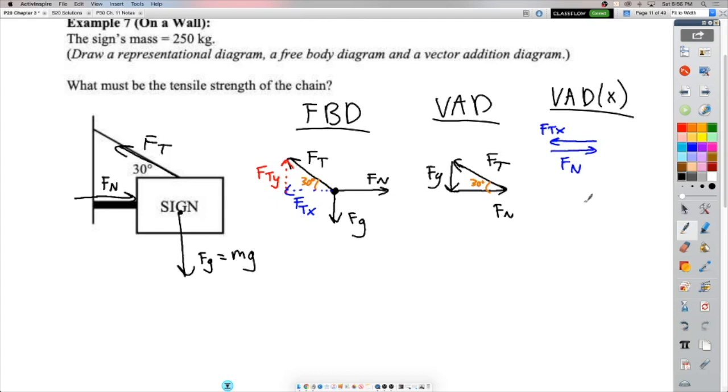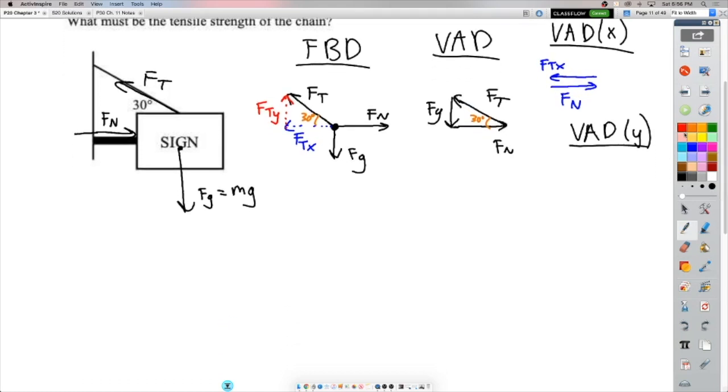What about in the y-axis? What does that VAD look like? Well, what are the forces with y components? Well, we have FTY up, and then we have FGY, which is just FG, down. So overall, there's no net force. The tension is responsible for fighting the gravity. The normal force is responsible for taking off the x-ness of the tension that has to be introduced because of the angle here.